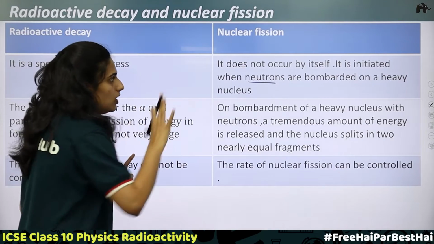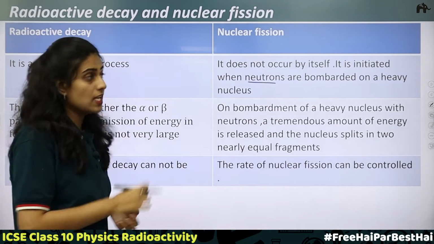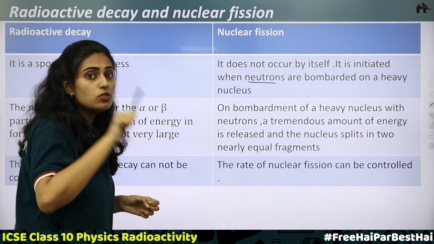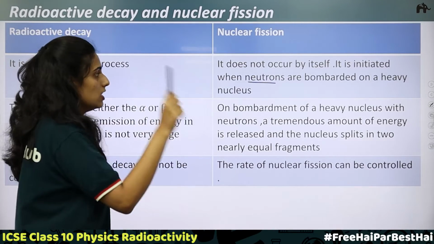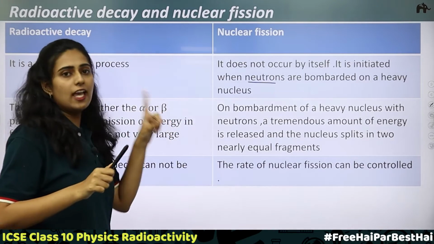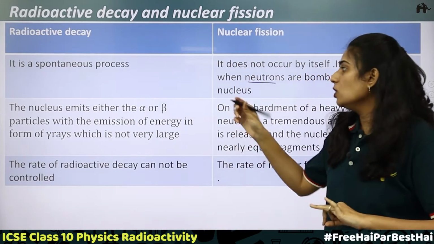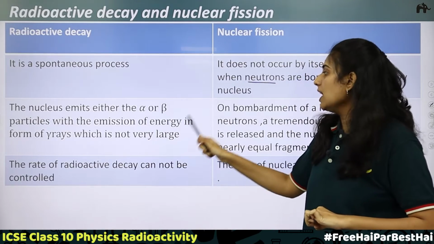If the uranium-235 is held as it is, there is no reaction to take place. But it is initiated using a neutron. A neutron is made to strike a uranium-235, only then the reaction starts. Okay, so it is initiated when neutrons are bombarded on a heavy nucleus. For example, uranium-235.